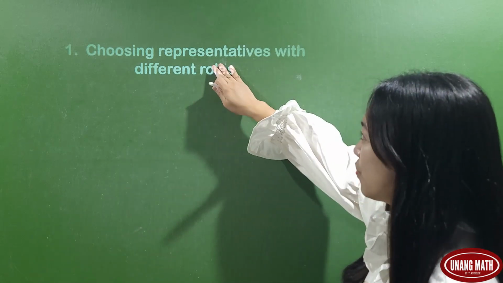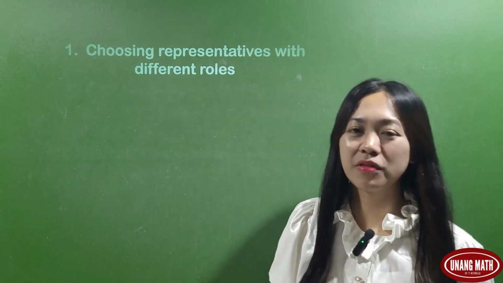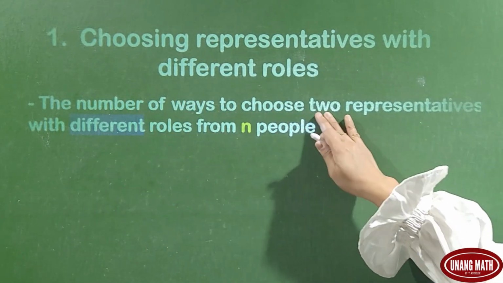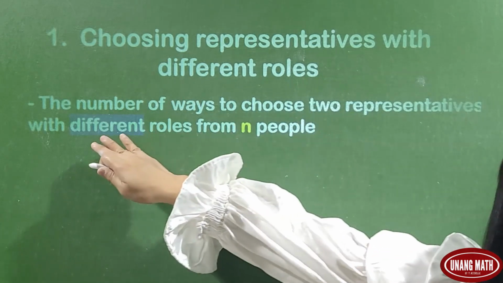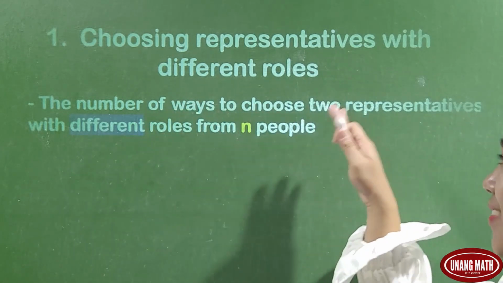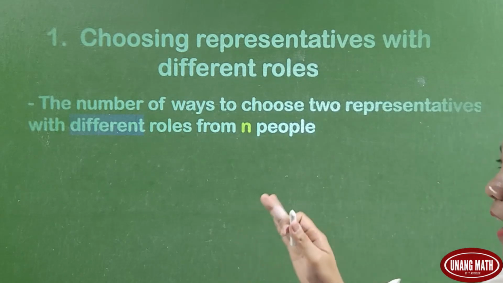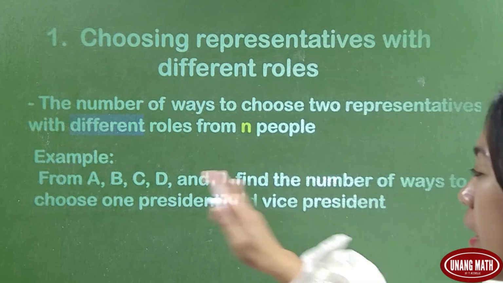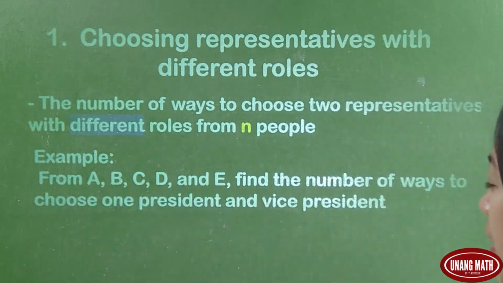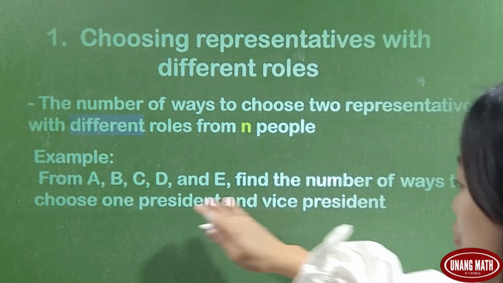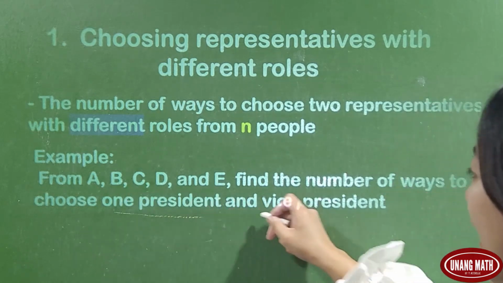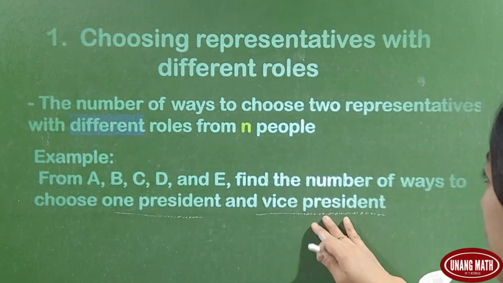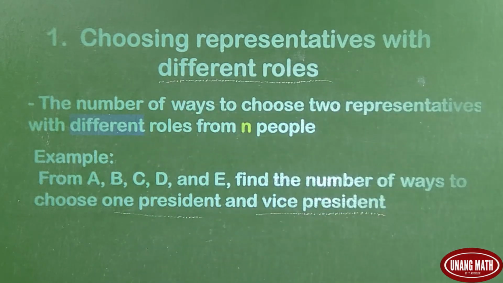Let's start with choosing representatives with different roles. We will find the number of ways to choose two representatives with different roles from n number of people. I will explain this concept using this example. From A, B, C, D, and E, find the number of ways to choose one president and vice president. So president and vice president, different roles.